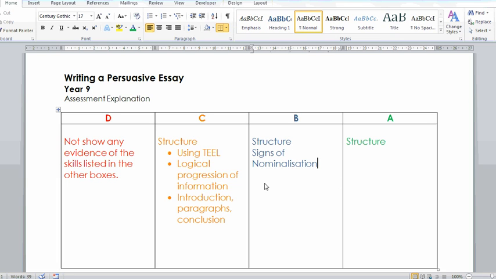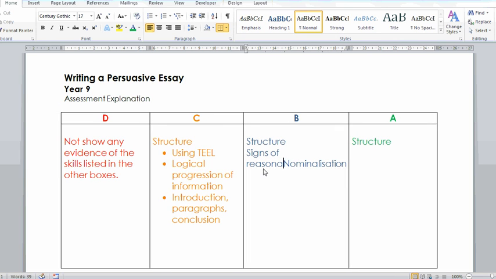Now, some of your nominalization might be fantastic, some of it might be a little bit dodgy. You might find that in one paragraph you're doing one nominalized sentence, and then in your next paragraph you're doing three nominalized sentences. So it very well could be inconsistent, or not worded quite right, but still showing the signs of nominalization.